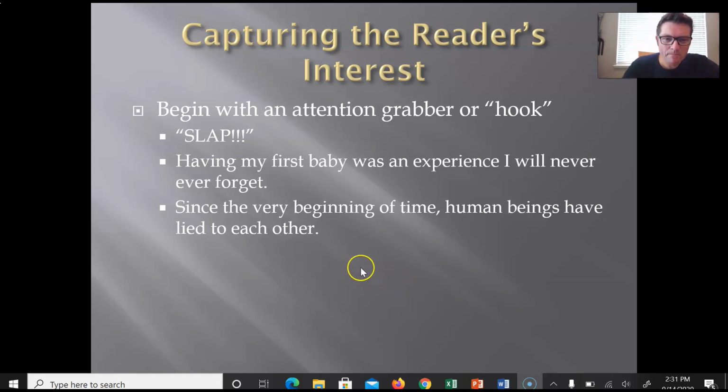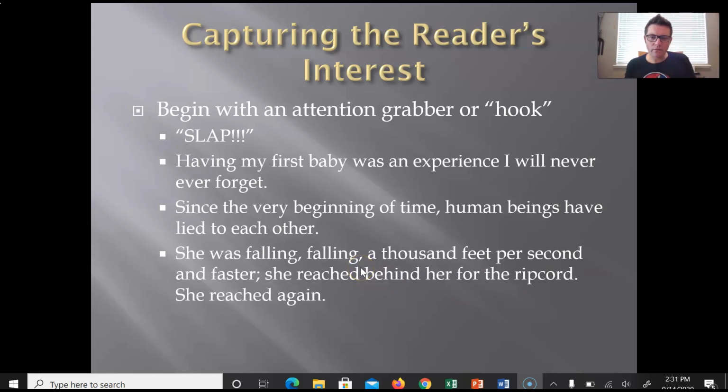What about this one? She was falling 1,000 feet per second faster. She reached behind her for the ripcord. She reached again. I like this one, right? This kind of puts you in right away, it puts you in a situation where you're trying to figure out what's going on. Okay, so that's good.